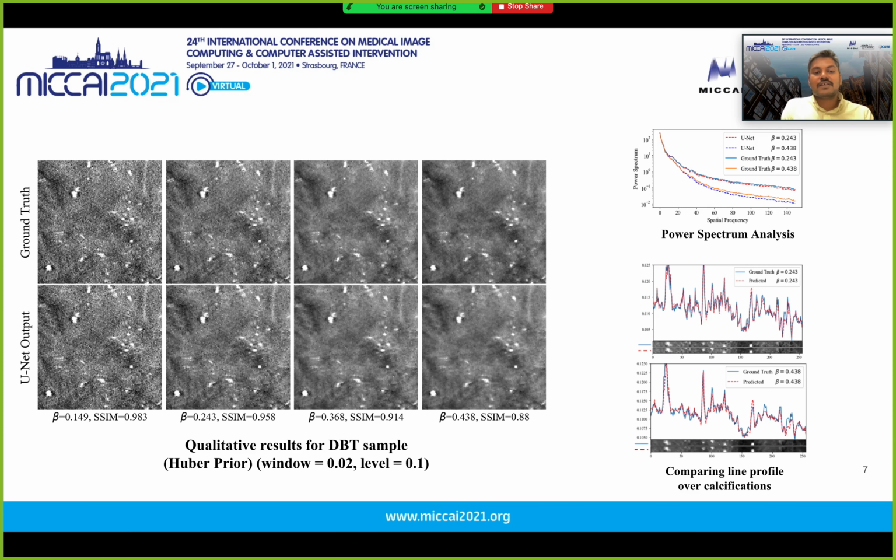Here is a qualitative example of the UNet's output and the ground truth for a DBT case. We observe that the images are perceptually indistinguishable. However, the difference between them becomes apparent when we plot the power spectrum analysis. We see that the difference grows as we increase the frequency. We also plot a line profile over calcifications, and we observe that the UNet's output and the ground truth are very closely aligned.